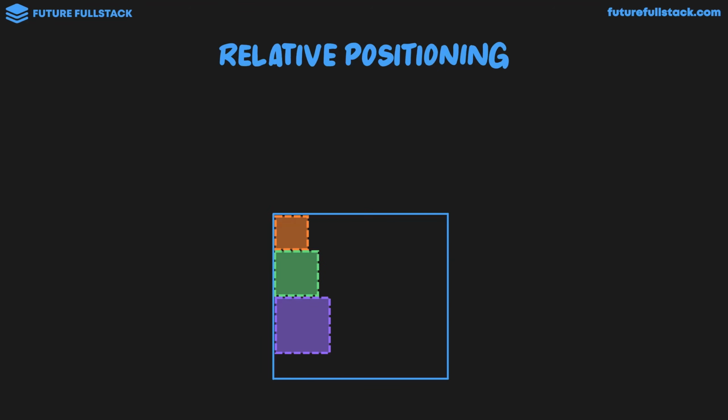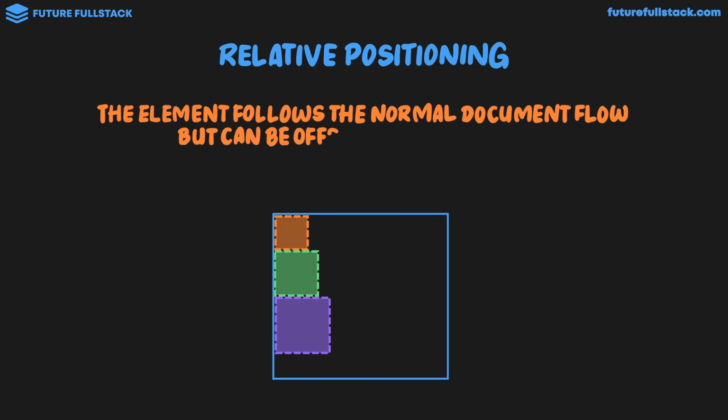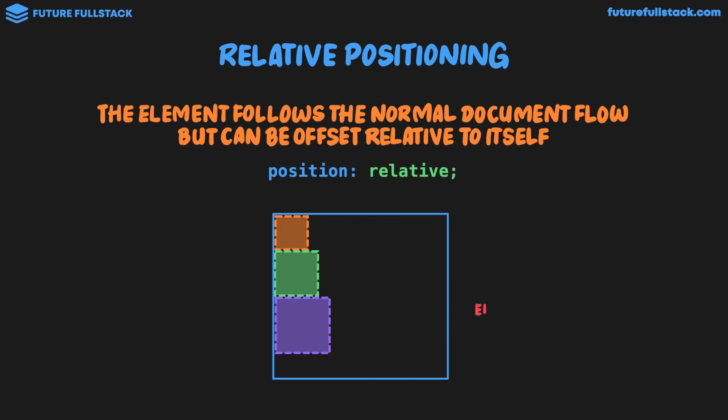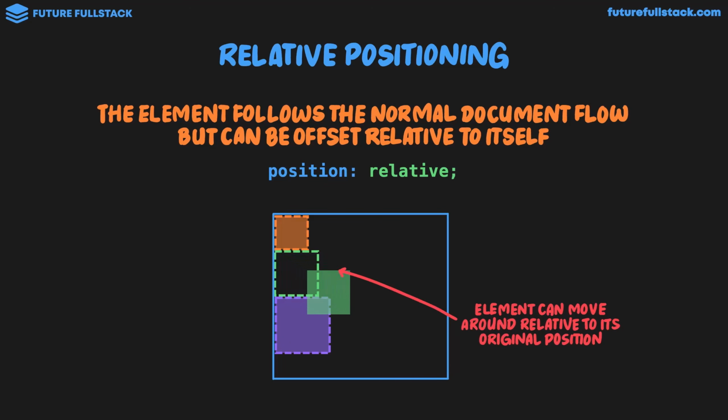In relative positioning, the element follows the normal document flow but can be offset relative to itself. In CSS, we would set position to the value relative. So looking at the green element, the element can move around relative to its original position. What this means is we can separate out the element from its slot and move the element like this. The slot remains, that is the area on the web page allocated for the element, but the actual element can move around the page.